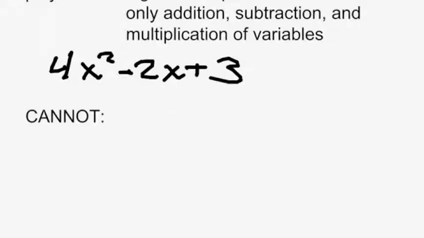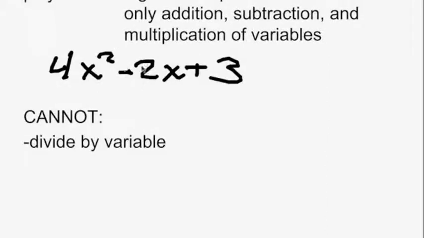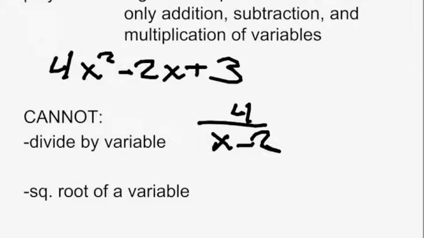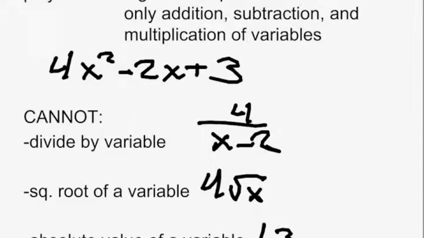And so you cannot have division by a variable. So you cannot have 4 over x minus 2 because the variable is being divided by. You cannot have the square root of a variable. So you cannot have 4 root x. And finally, you cannot have the absolute value of the variable. So the expression of 3 plus |x| is not a polynomial.